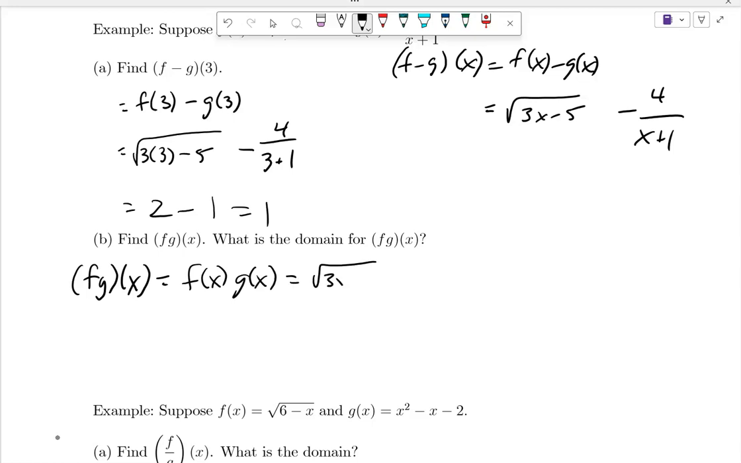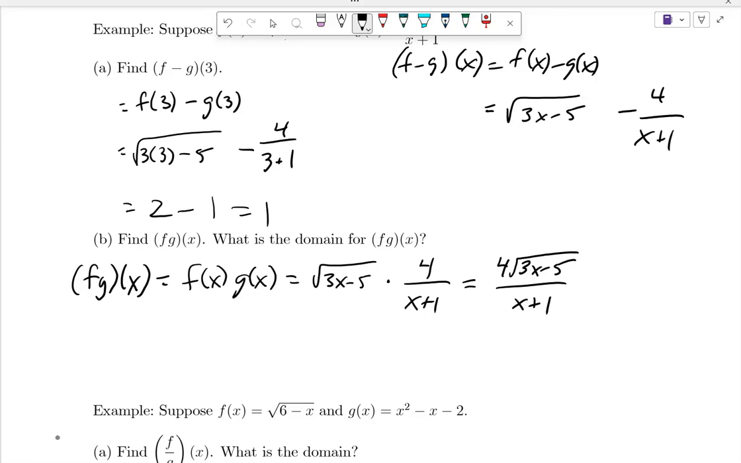Okay. So 3x minus 5, root 3x minus 5 times 4 over x plus 1, right? Then when we multiply straight across, multiply tops and multiply bottoms. Yep, I agree. So we have 4 times root 3x minus 5 all over x plus 1, multiplying those two pieces together. That part okay?